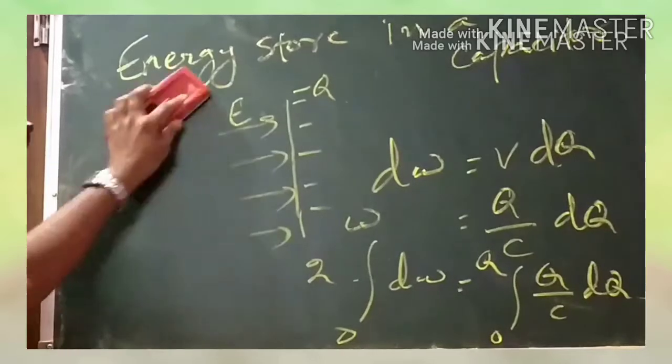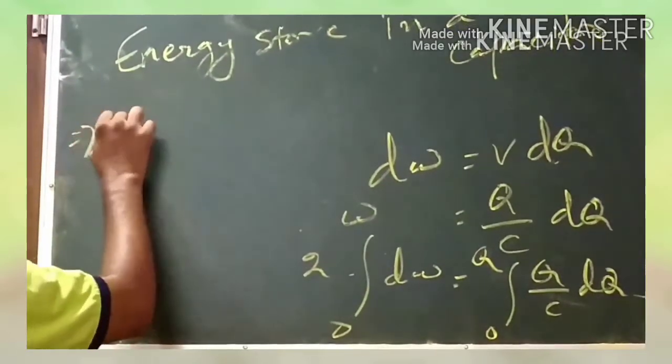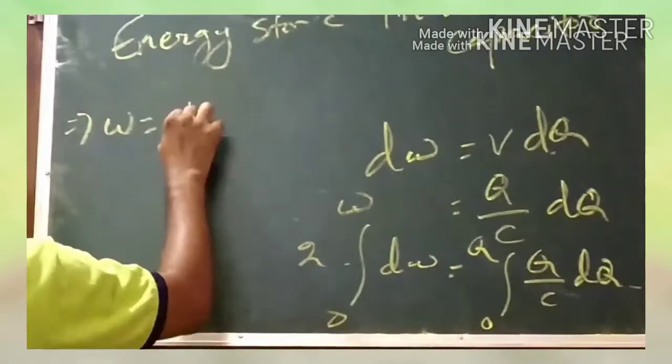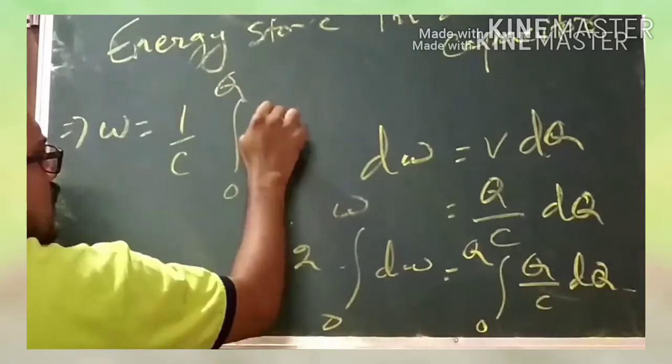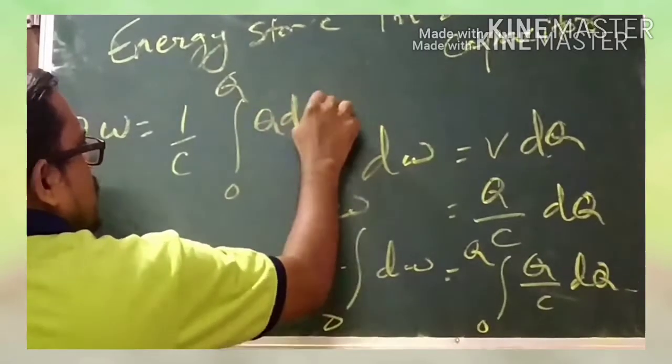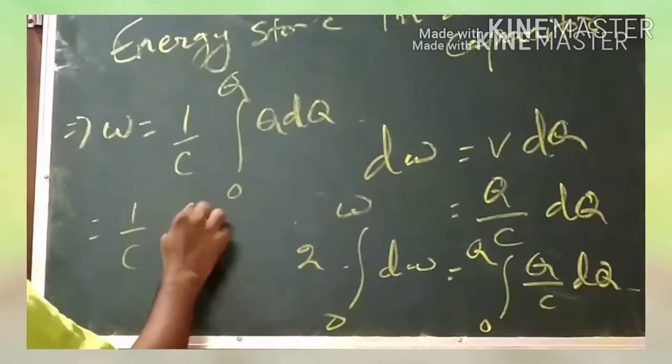Now the integration of dW will be equal to W, and 1 by C is constant in this case. Now this is the integral from 0 to Q of Q dQ. So the integration of Q dQ will give 1 by C times Q square by 2.